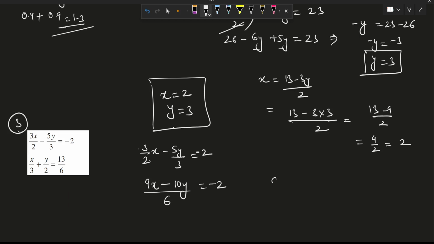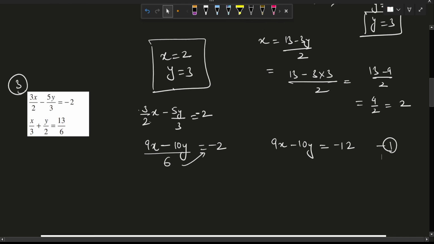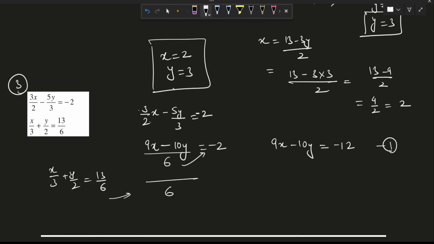Now what will be your first equation? 9x minus 10y is equals to, take the 6 over here, 6 into minus 2, minus 12. That's your equation 1 now. Let's change the second equation also. It's x by 3 plus y by 2 is equals to 13 by 6. When I take LCM, it will change again to 6 from here, and it will be 2x plus 2y is equals to 13 by 6.